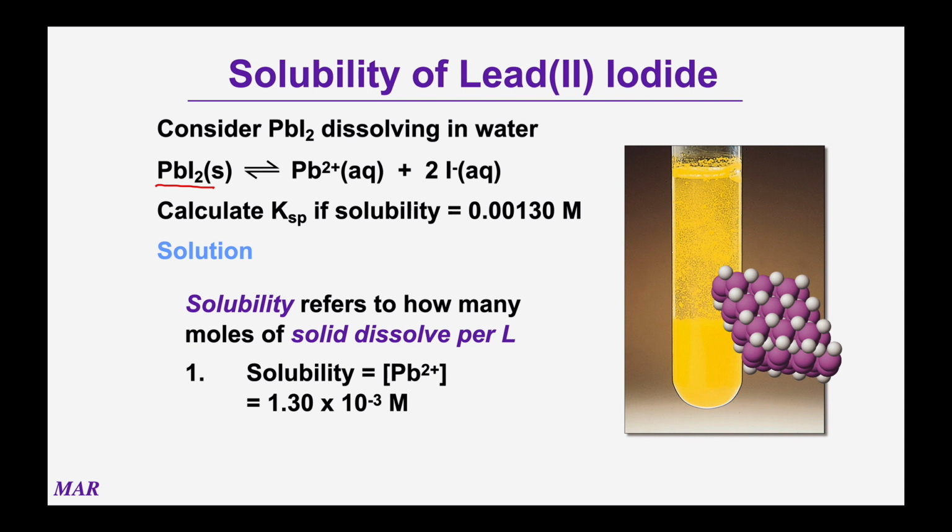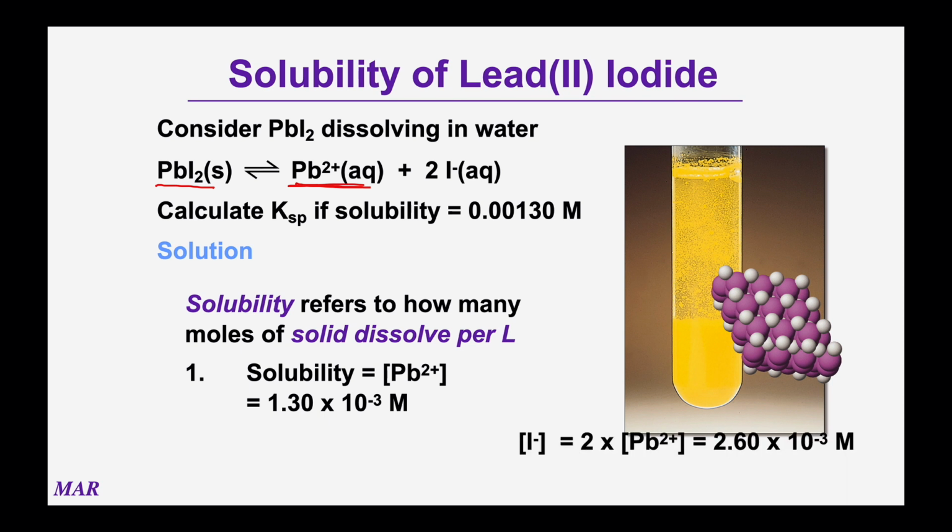And notice how PbI2 and lead(II) are in a 1-to-1 ratio. So if the solubility of PbI2 is 0.00130 moles per liter, and you get 1 mole of Pb2+ for every 1 mole of PbI2, the solubility of the Pb2+ is going to be the same as the solubility. It's 1.30 times 10 to the minus 3. So solubility and the amount of lead that's dissolved are the same number here, and that can be a little strange.